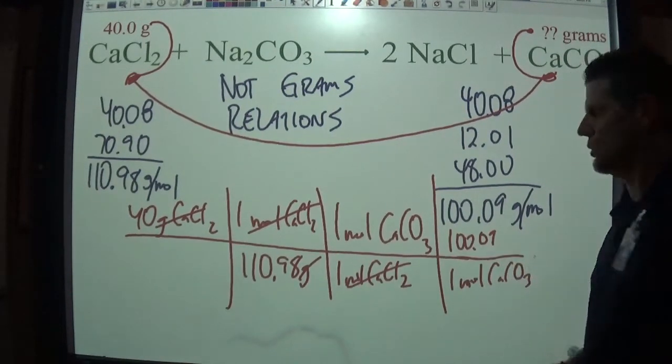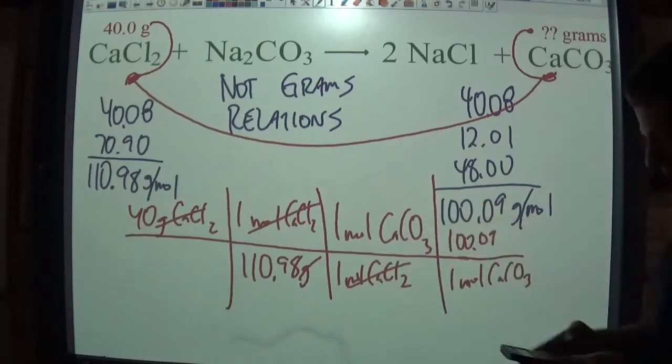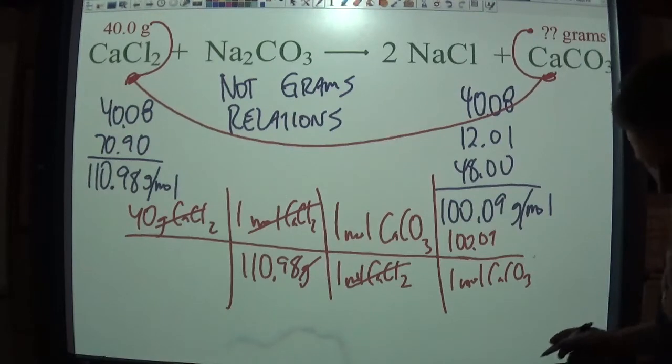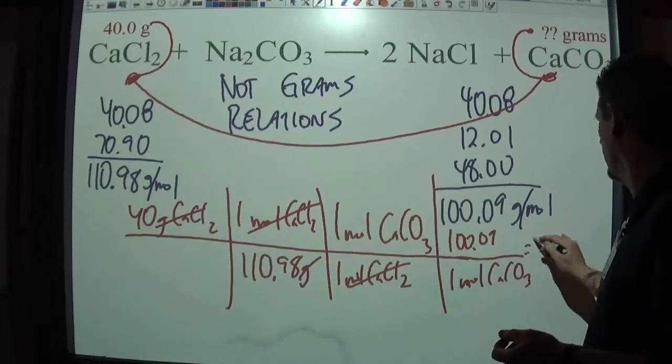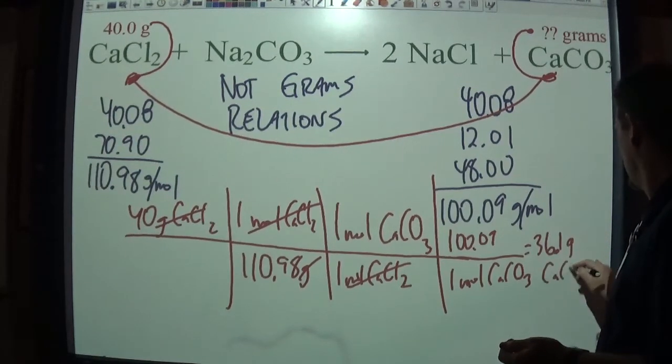Okay? So again, 40 divided by 110.98 times 1 divided by 1 times 100.09. And remember I told you the answer shouldn't be too far off. It's 36.1 grams of calcium carbonate.